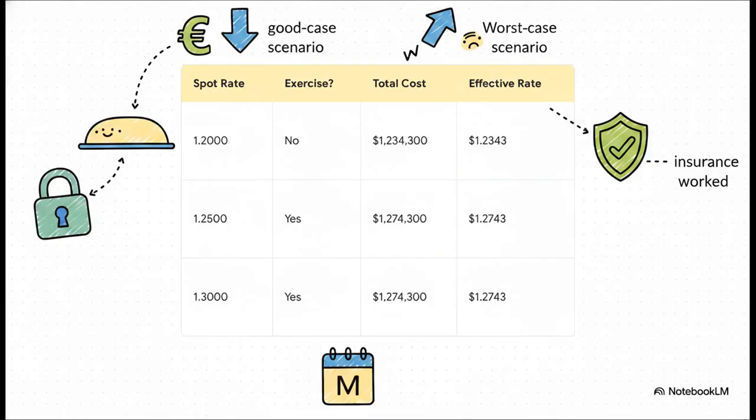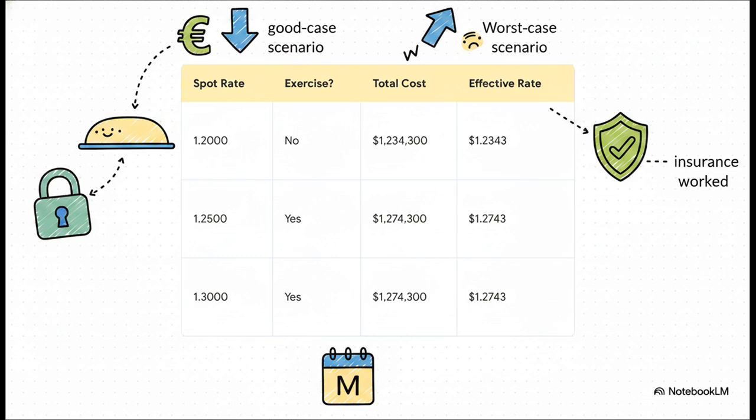So what actually happens when March rolls around? Well, if the actual spot rate in March drops to $1.20, the company doesn't exercise the option. Why? Because buying at $1.20 in the open market is way cheaper than their $1.24 strike. They just let it lapse. Now, factoring in the premium they already paid, their effective exchange rate comes out to a highly favorable $1.2343.